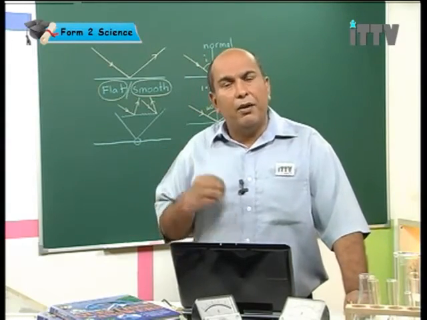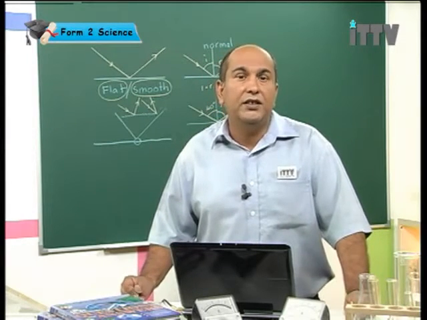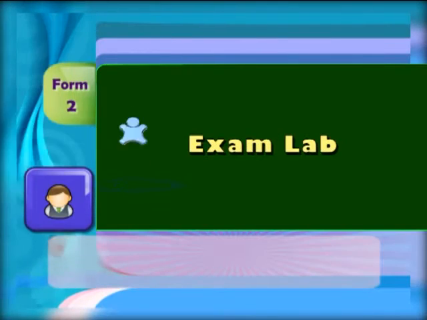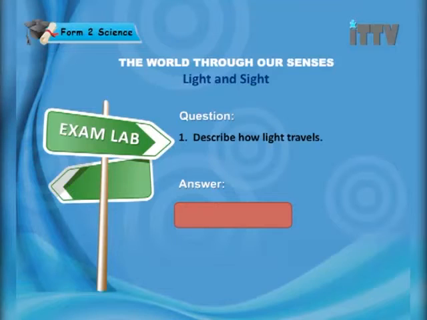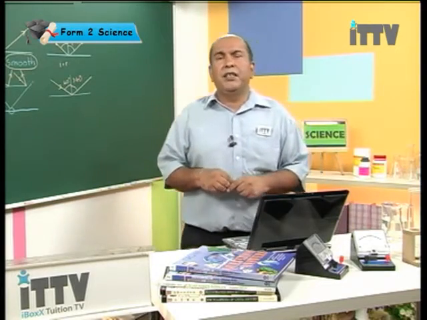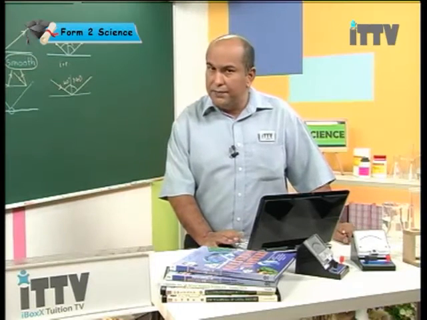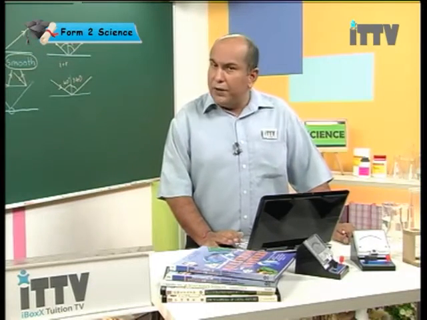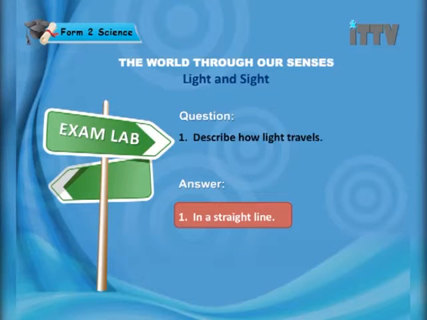Now that we've learned a bit about light and reflection, let's try a few questions on the topic that we have just done today. Question 1. Describe how light travels. Now, remember, we were talking about eclipses and shadows being formed. They gave us an idea how light traveled. Have you written your answer down? Let's check. In a straight line. So, light travels in a straight line.